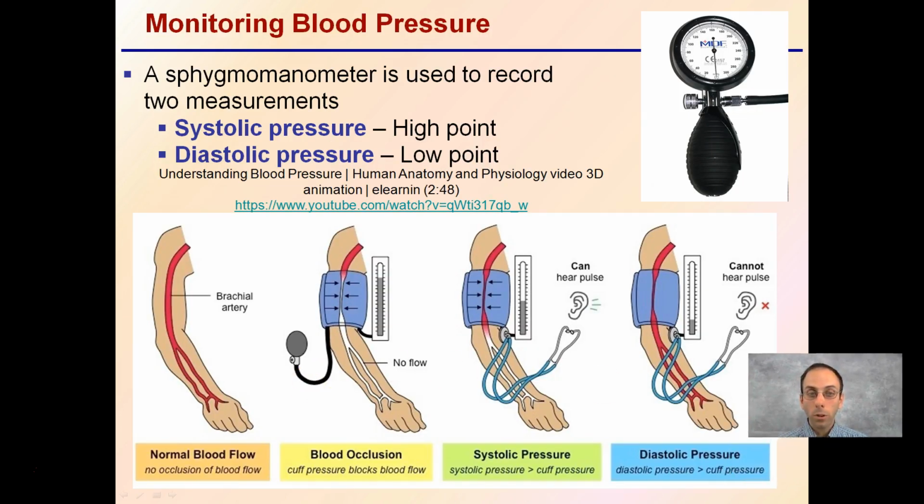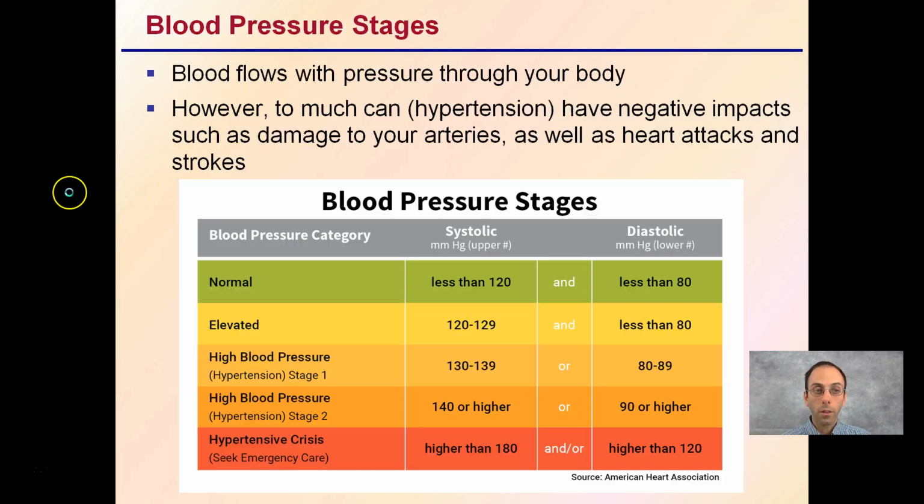Now, monitoring blood pressure, we have a sphygmomanometer, which is used for two measurements. I'm sure you've had this done in a doctor's office where they put the cuff on and build that pressure up. They're basically stopping the blood flow. And what they're doing is they're listening for the pulse, and they're measuring the systolic and diastolic pressure, the high point and low point, and they're using this to gauge your blood pressure and ultimately your heart health.